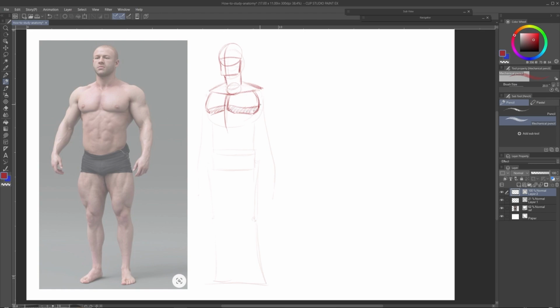The second step I want to talk about is learning the major muscles. And we'll get into that in a little bit. And the third and final thing I want to go over in this video is stylization, stylized anatomy versus stylized realism. Those are the three topics I want to get into.